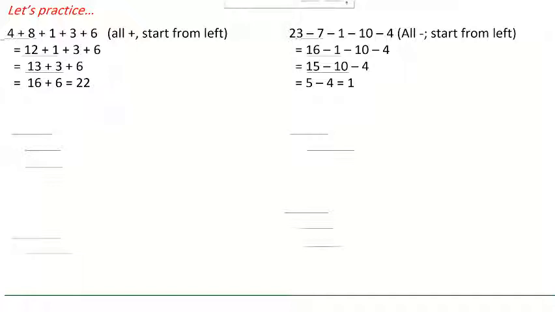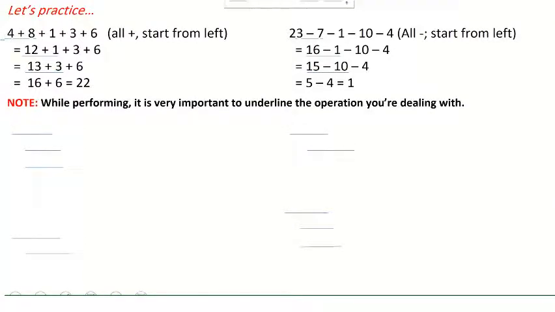Okay? So if we have 4 plus 8 plus 1 plus 3 plus 6, I've underlined 4 plus 8 because 4 plus 8 is 12, then 12 plus 1 is 13, 13 plus 3 is 16, and then 16 plus 6 is 22. So if all of them are of the same power, you start from left to right. I advise you to solve the subtraction one and check your answer if it's correct.